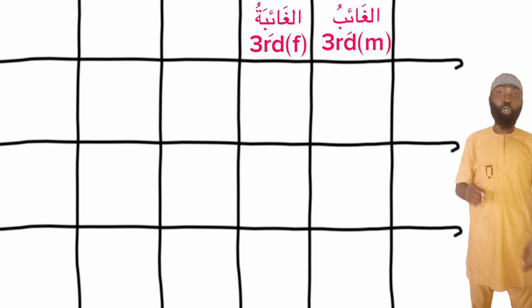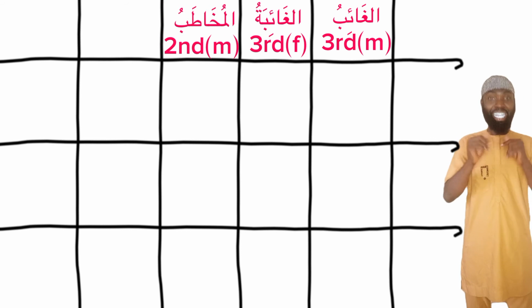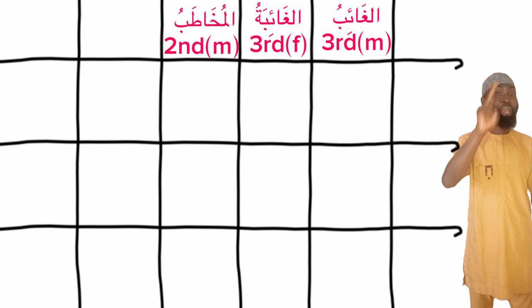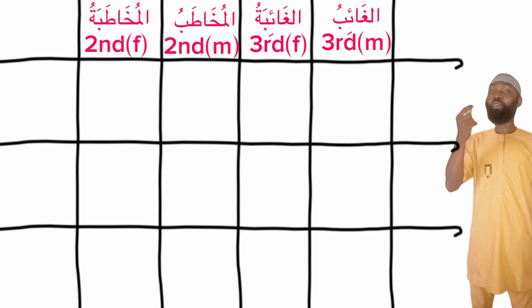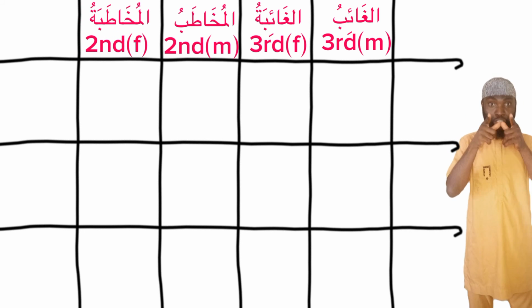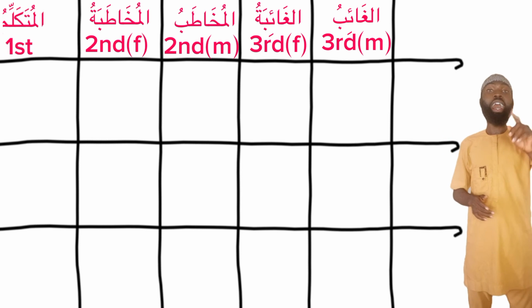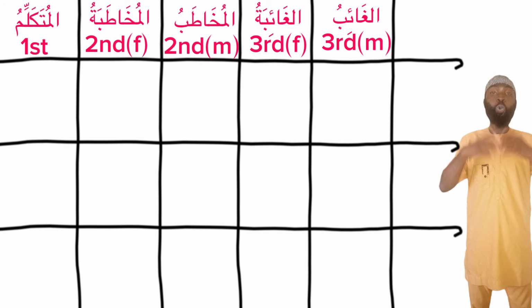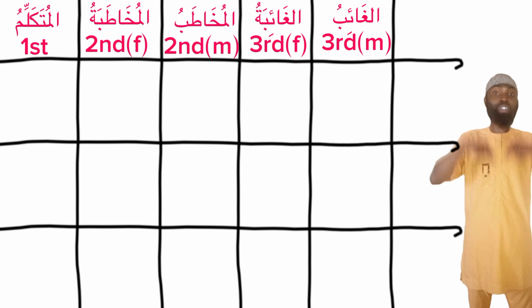And the third column, you have al-mukhatabu, which is the second person, the person you are talking to when he is a male. The fourth column, you have al-mukhatabatu, that is the second person female, when you are talking to her and she is a female. And the last column, you will have al-mutakallim, which is the first person, the speaker, like I'm doing, the one who is talking.